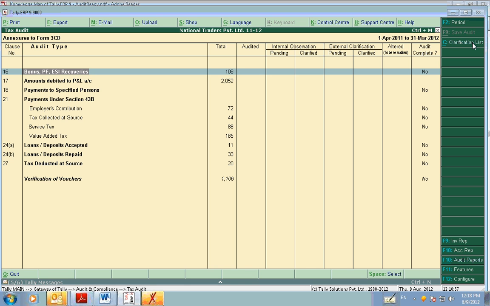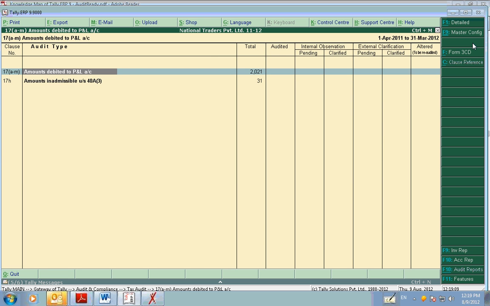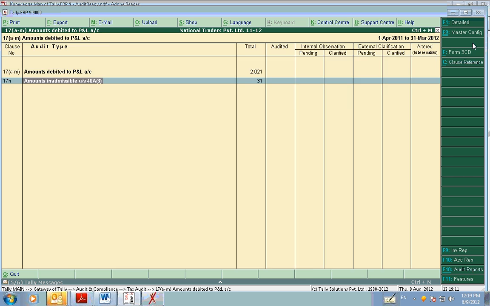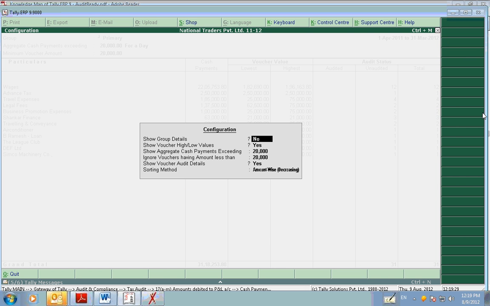Now we were talking about the amounts debited to the profit and loss account, the two sections which we are talking about, inadmissible amounts. So what are these inadmissible amounts? If you just drill down to that here, as we say, the aggregate cash payment exceeding 20,000 for a day, so the minimum voucher amount should be 20,000. So why has it crossed more than 20,000? Right? So all this information has to be checked. So you can also have a filter here, cash payments exceeding 20,000.